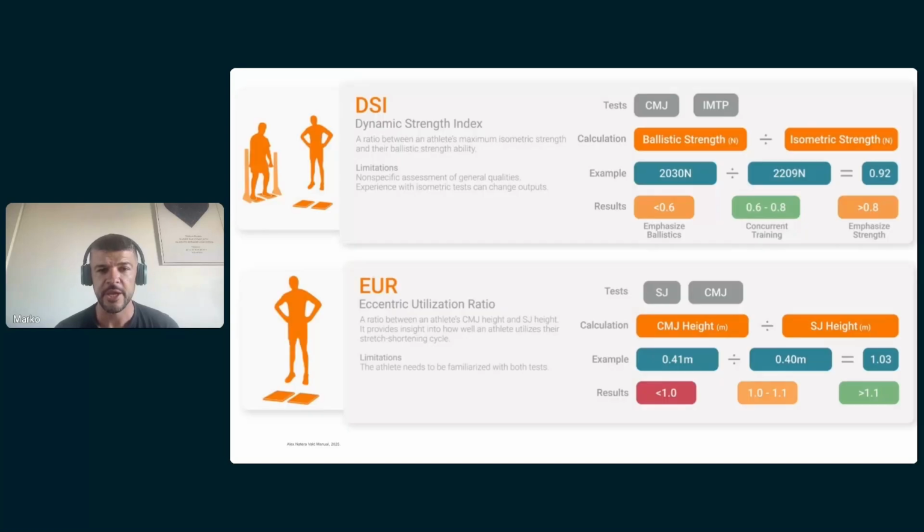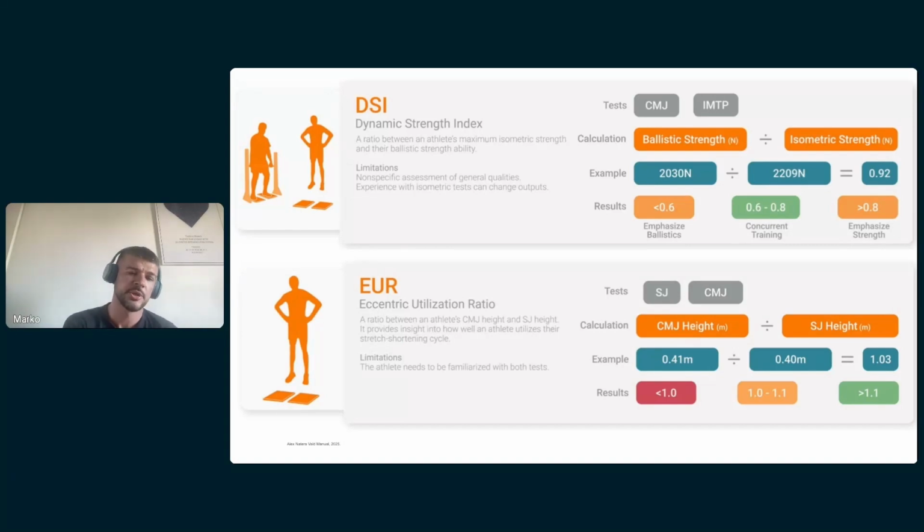So the next one, and what we want to do with those tests, the Nordic hamstrings and sprinting is one segment. We can also use the dynamic strength index, and we can define whether players are tending more to the force part of the graph or more to the strength part of the graph. Here we are using a ballistic test like the counter movement jump or mid-thigh pull. You can see in the above example, if you are around 2000 newtons or below 0.6 when comparing ballistic strength in counter movement and mid-thigh pull, then you should emphasize ballistics.